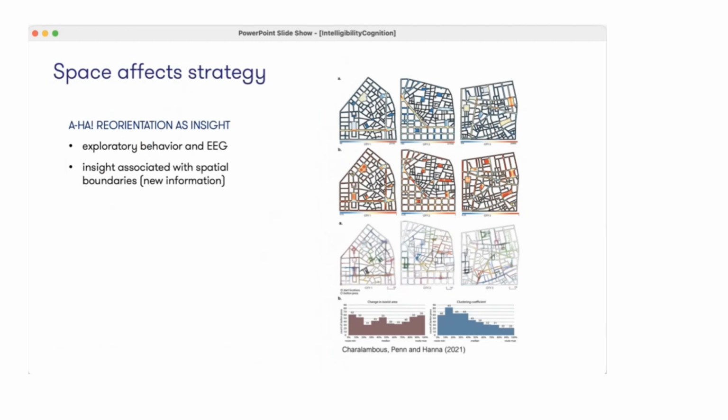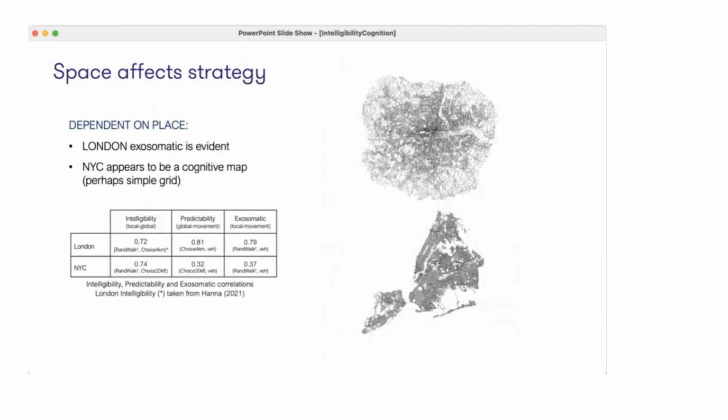Here's another little bit of work by Efrosini Charalambos a few years ago, who was looking at EEG and moments of pause as people navigate virtual environments. You can see that the aha moments, where people pause and have insights into the maps, tend to occur when you cross a spatial boundary and you're given new information. You can see this very clearly both in where people move and in their EEG outputs.